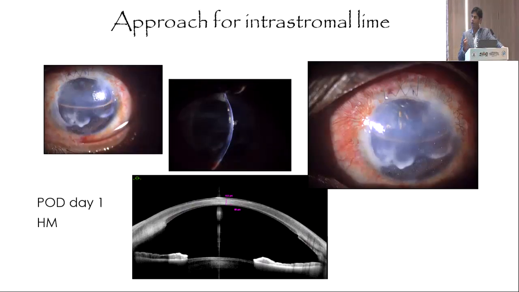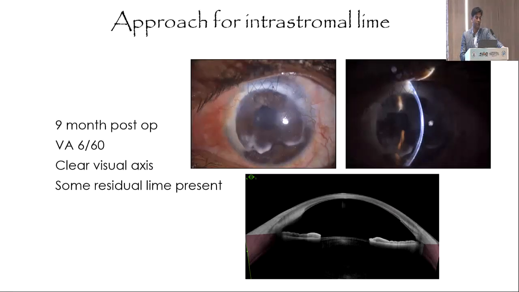And this is the early postoperative picture. You can see there was some clarity, with AS-OCT showing a very well apposed posterior lamellar endothelial graft. And this is 9 months postoperative, and the vision was retained to 6/60 with a clear visual axis. There may be some residual lime in the periphery, but we should not bother about that because we made the visual axis very clear, and you can see the graft is also well apposed here.